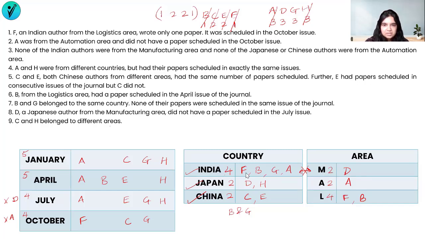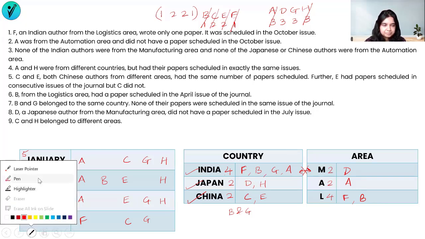We know that marketing does not overlap with India. So Indians can't be in the manufacturing area. In this area, which is automation, I have 2 people, out of which 1 is already found. And in logistics, I have 4 people, out of which 2 are already found. There's 1 more piece of information here in the 3rd condition, which says none of the Indian authors were from the manufacturing area, and none of the Japanese nor the Chinese were from automation. So the Japanese and the Chinese are not a part of automation. So can I find out the second person over here if Japan and China are not allowed to be in the automation area? Let's see.